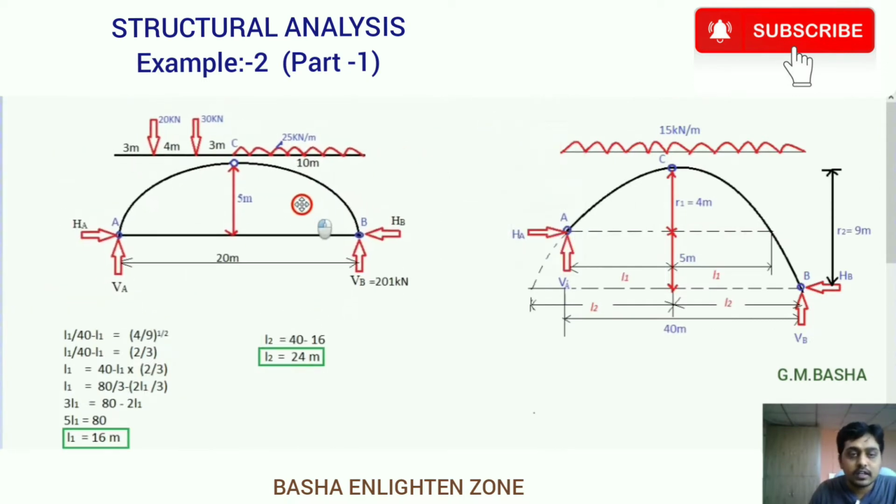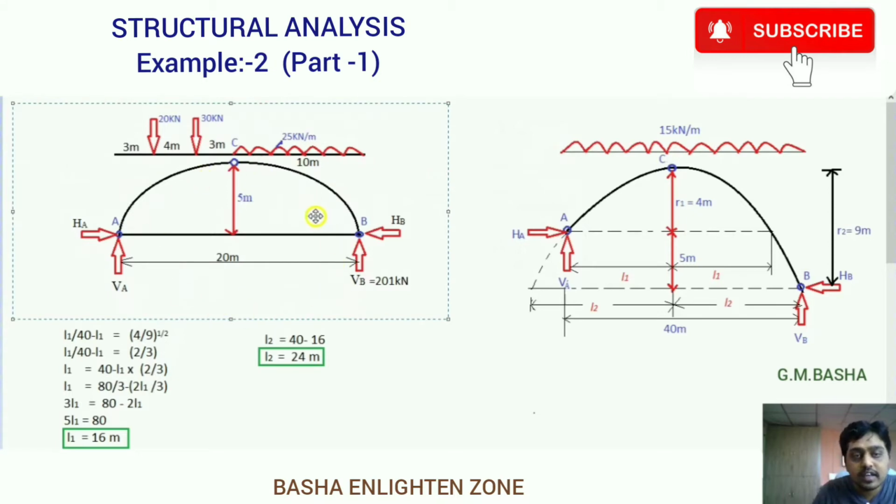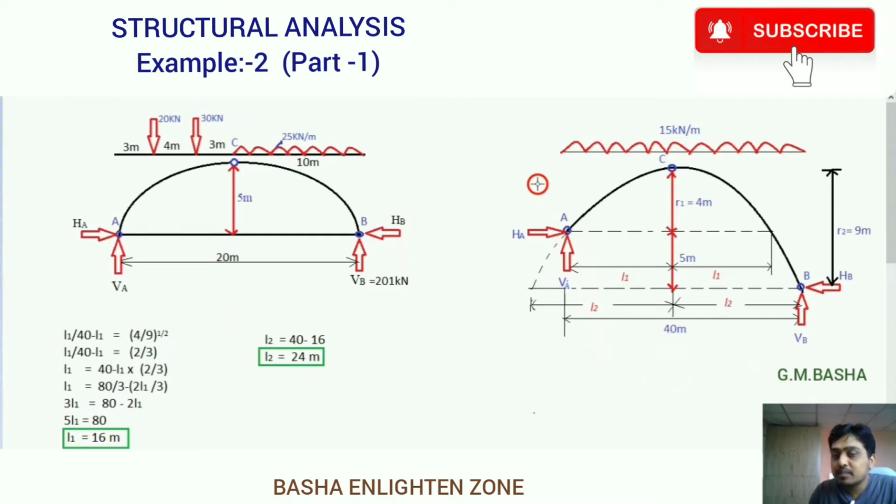See here, this is the arch which is springing at the same levels, meaning both A and B, the abutments, are at the same levels. But here you observe clearly, this is springing at different levels, meaning both A and B are not at the same levels. What is the difference between this one and this one? Here the length of the arch is given as 20 meters. Here the length of the arch, from A to B, is given as 40 meters. Please observe clearly: the left part is AC, the right part is CB.